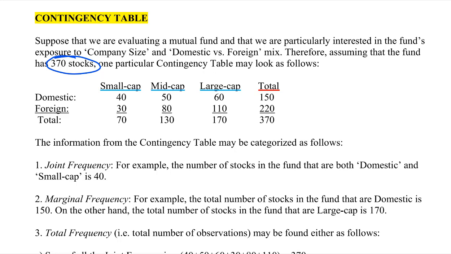So one way to read it: of the 370 stocks, 40 were small cap and listed in the domestic market. And let's pick another example. 110 of those 370 stocks were large cap and they were listed in a foreign exchange. So again, when you add up all these observations, the grand total is 370 data points.